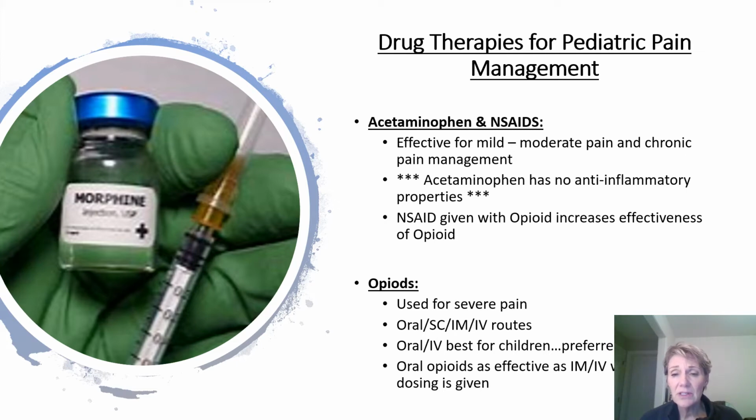Oral opioids can be just as effective as IM and IV opioids as long as their dosing is managed appropriately. We would much prefer to not cause additional pain and stress to treat pain that already exists. So it's always better to give it oral or IV rather than IM.